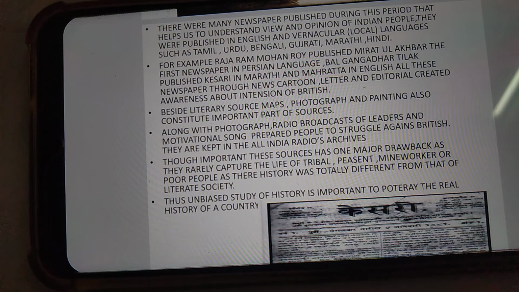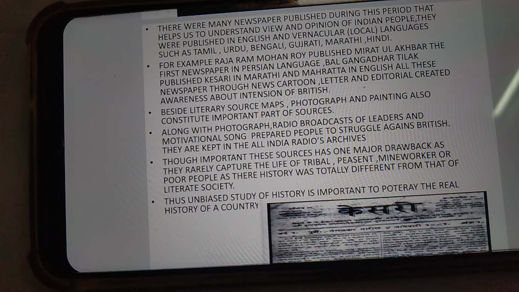All these newspapers, through news, cartoons, letters, editorials, created awareness about the intention of the British.